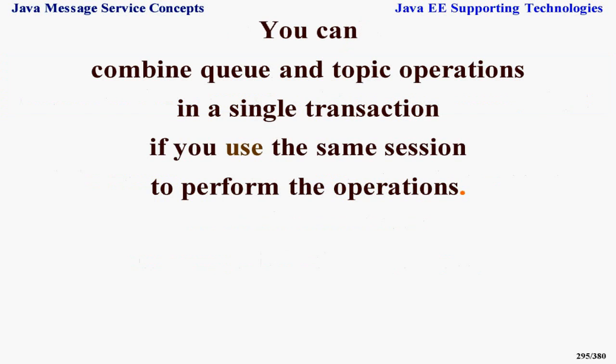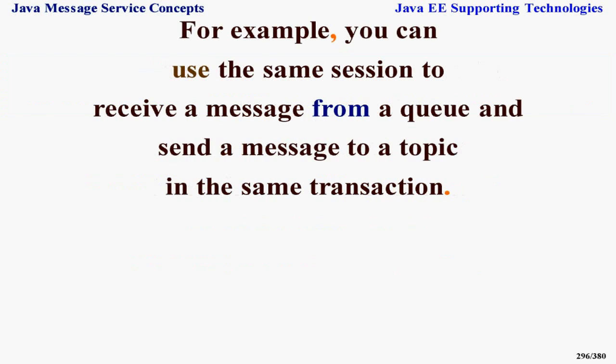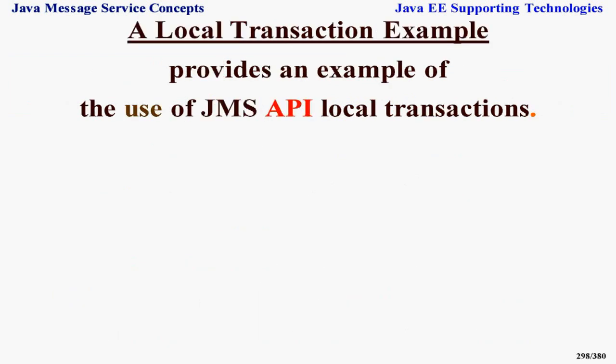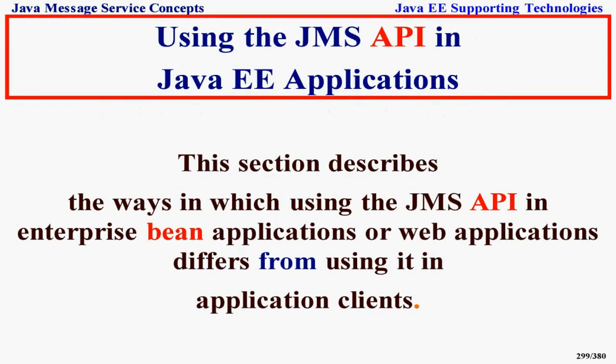You can combine queue and topic operations in a single transaction if you use the same session to perform the operations. For example, you can use the same session to receive a message from a queue and send a message to a topic in the same transaction. You can pass a client program's session to a message listener's constructor function and use it to create a message producer. In this way, you can use the same session for receives and sends in asynchronous message consumers. A Local Transaction Example provides an example of the use of JMS API local transactions.